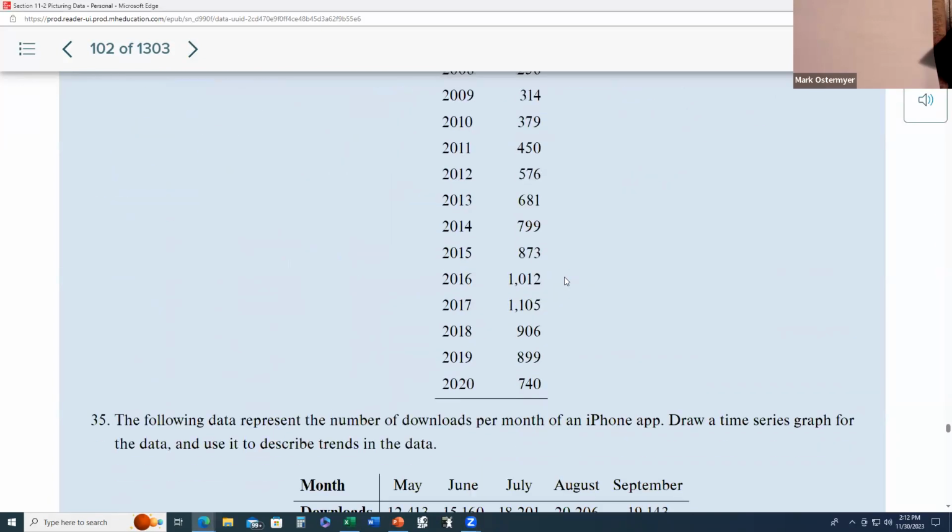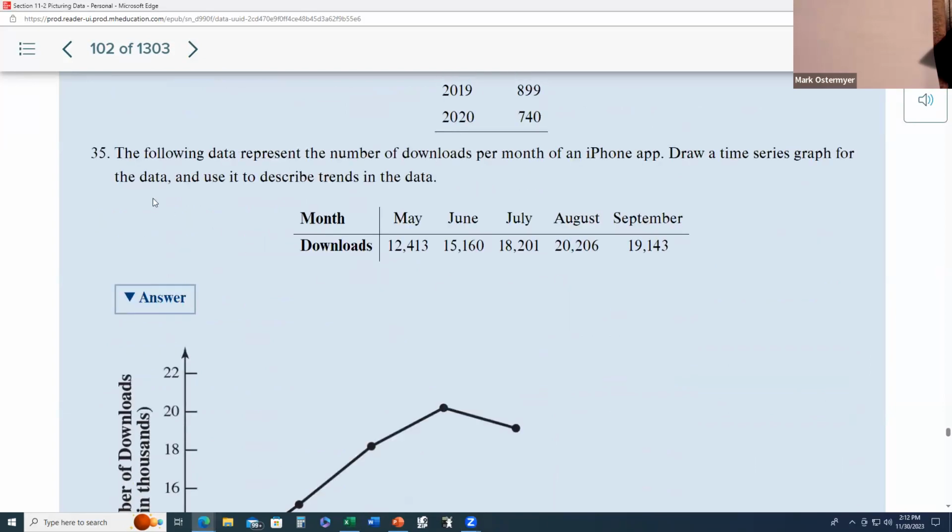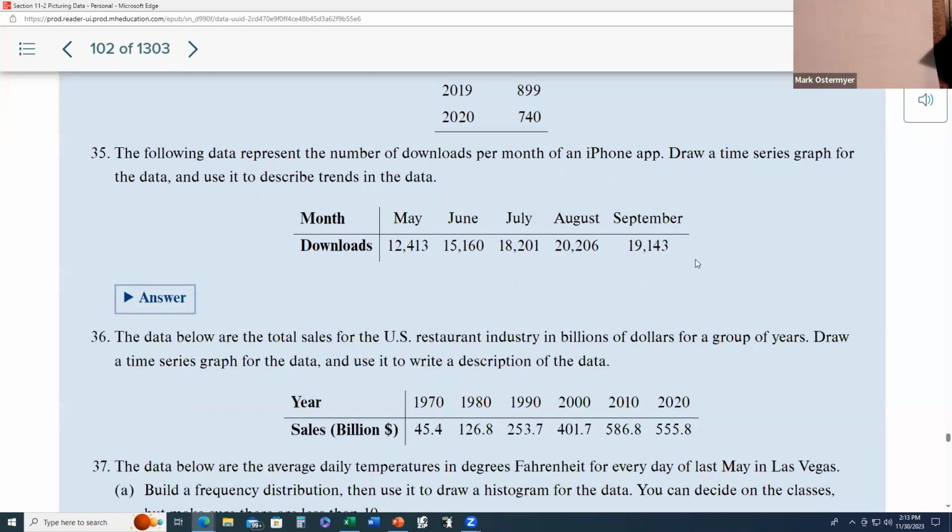Now, time series plot here. We don't have a lot of time left, but number 35, I want you to draw a time series graph for this small data set here. The following data represents the number of downloads per month of an iPhone app. Draw a time series graph for the data and use it to describe trends in the data. So go ahead, ladies and gentlemen, see if you can make a time series graph for this data set. Number 35. We have just enough time to maybe get this last one in here.